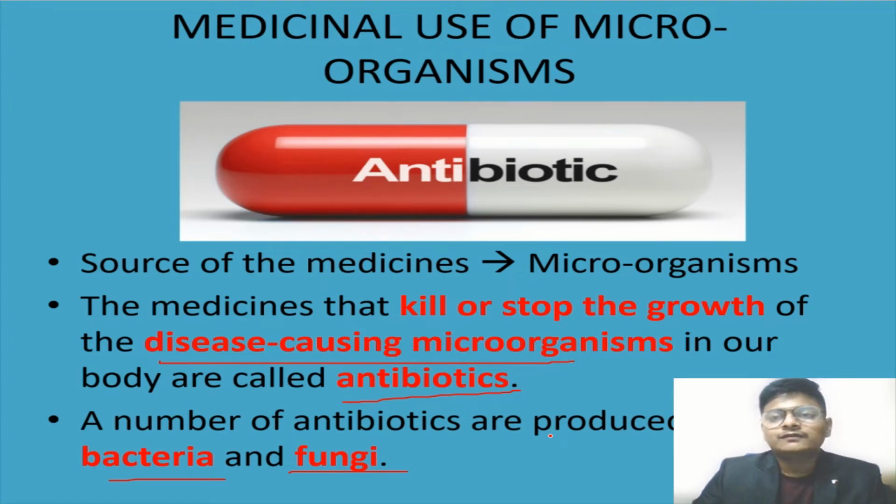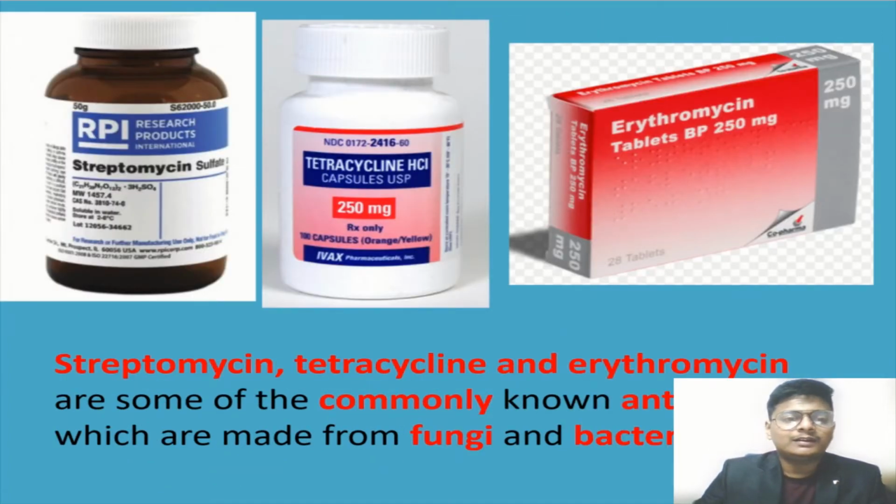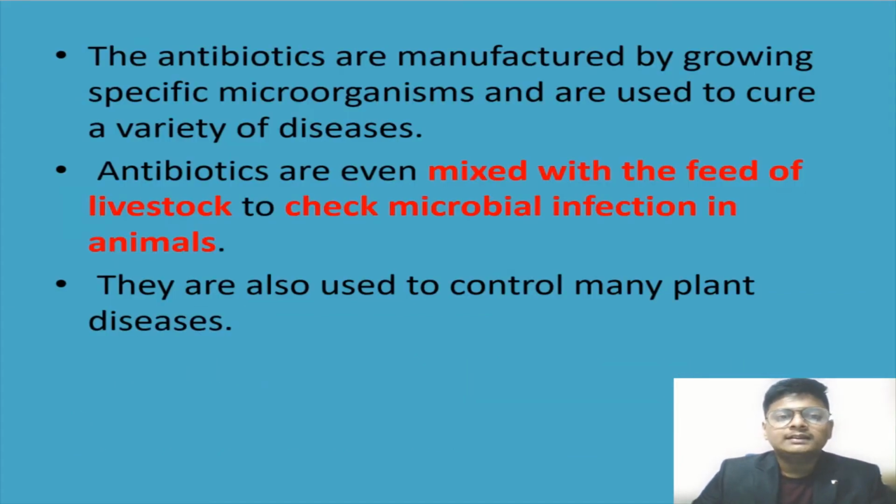Some of you have heard of antibiotics known as streptomycin, tetracycline, and erythromycin. These are some commonly known antibiotics which are made from fungi and bacteria. There are a few more points. Antibiotics are manufactured by growing specific microorganisms and are used to cure a variety of diseases. Antibiotics are even mixed with the feed of livestock to check microbial infection in animals. We give this kind of antibiotics to animals first, to check infection, and then we are fed with it when we suffer from these kinds of diseases.